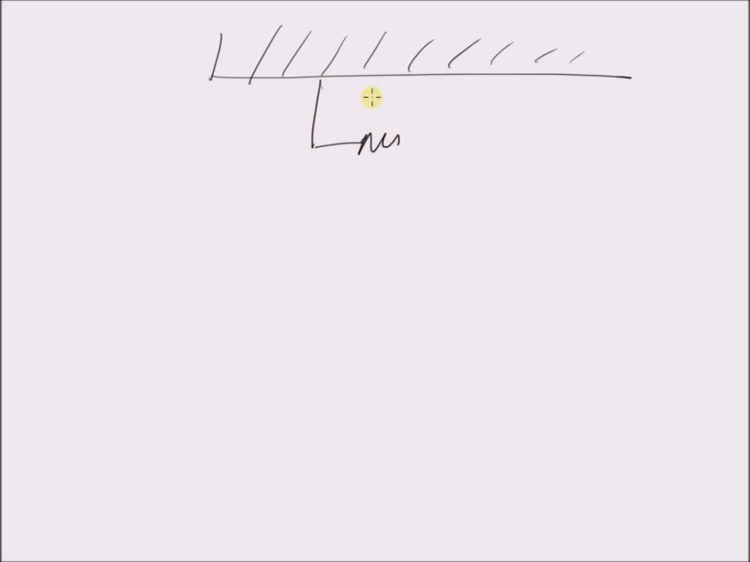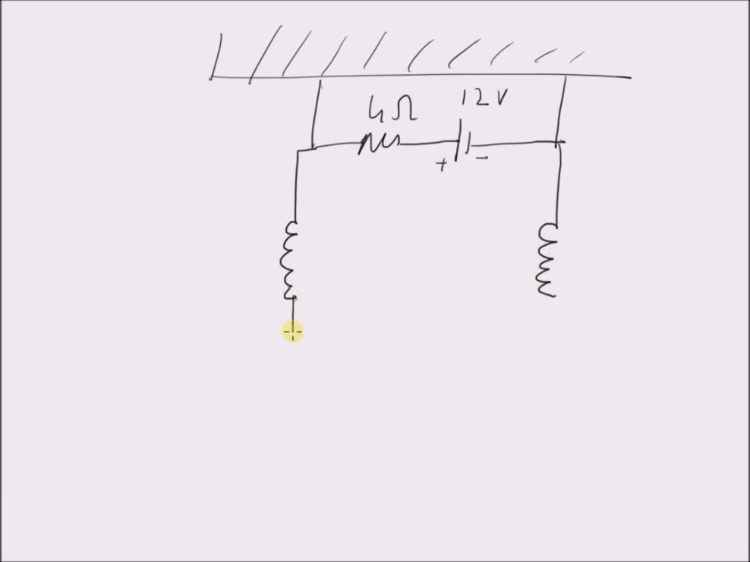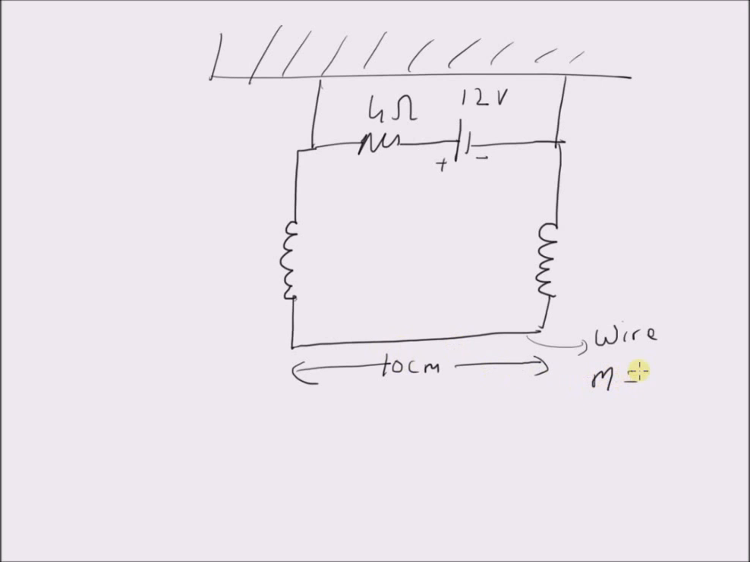We have a resistor with resistance equal to 4 ohms and a voltage source with voltage equal to 12 volts, a DC voltage source, and then this source is connected to a couple of springs on both sides, and these springs are in turn connected to a wire of length 10 centimeters. So this is a wire, and this wire has a mass equal to 5 grams. And this wire is in turn surrounded by a magnetic field.